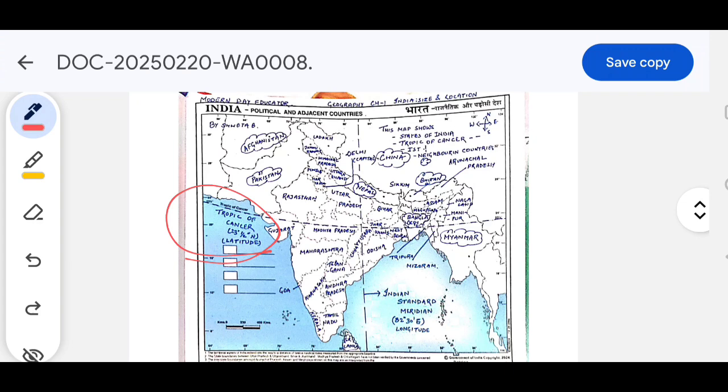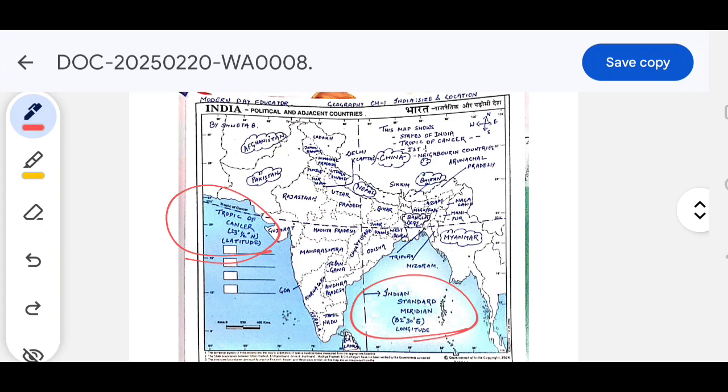Then we have second thing, which is your Indian Standard Meridian, which defines your IST, Indian Standard Time, which is being followed throughout the country, and it is actually a longitude. That's why I've clearly written, so that you understand what is the difference between longitude and latitude.